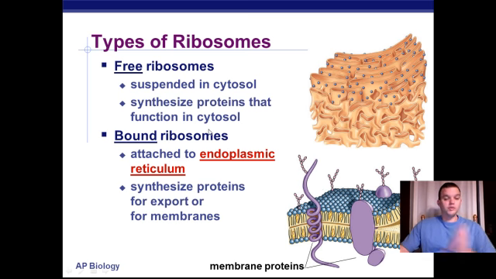Alright, so the ribosomes, you find two types. You find the free ribosomes. These are suspended in the cytosol. That may be a new term for you guys. The cytosol is the structural area that you find inside of the cytoplasm.